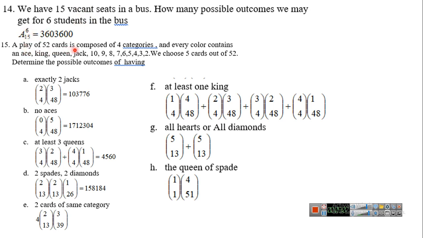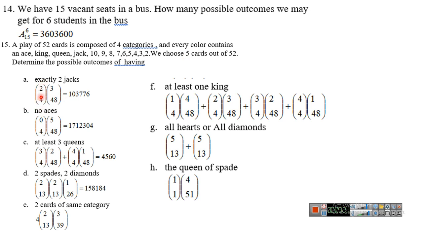A deck of 52 cards is composed of 4 categories. We know that, we talked about the cards. We need to pick 5 cards. I want, out of the 5, 2 jacks. So 2 jacks, I have 4 jacks: 2 out of 4 combination, because order is not important and repetition is not allowed.